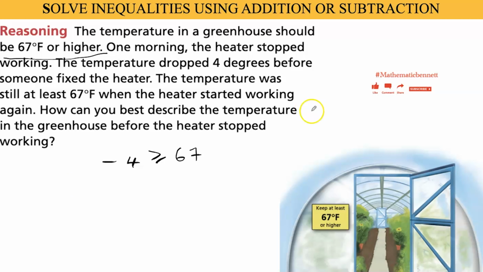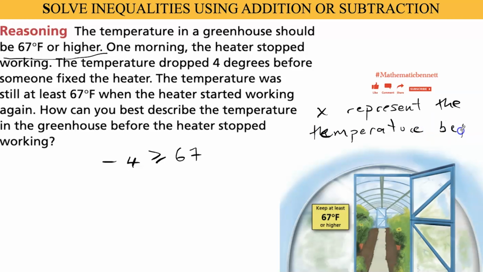Alright, so we need a variable. We can let x represent the temperature before the heater stopped working. So let x represent the temperature before the heater stopped working. So this was the temperature before the heater stopped working, then it dropped by 4, and we know that it should be greater than or equal to 67.